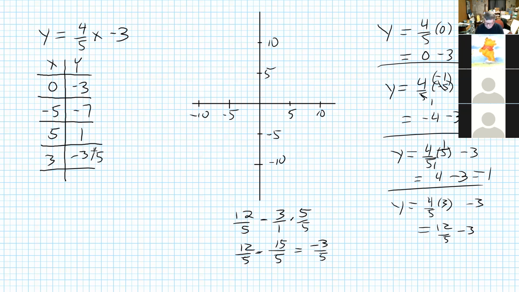Okay. Did you follow what I did there? Did I lose anybody? So we're good? All right. I'm going to use the first 2 ordered pairs to plot the graph, but I'm going to show you that these other 2 points are solutions. So 0, -3 would be right there. -5, -7, let's see, would be right there. Okay.